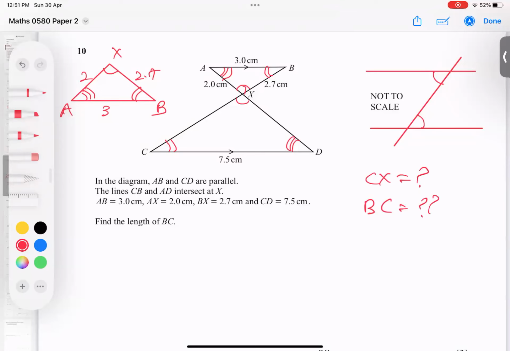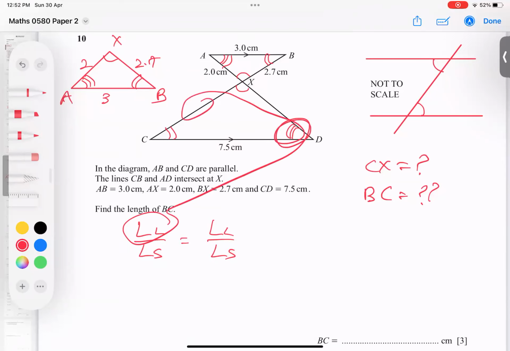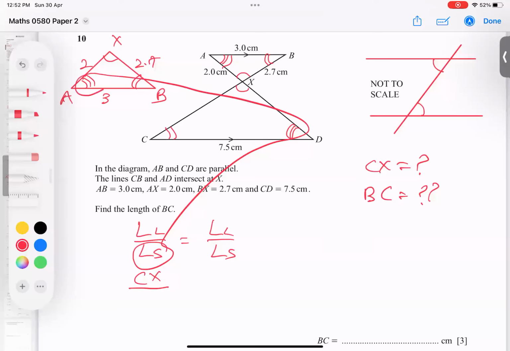So how to get CX? In front of the triple, this is a length. So length of large by length of small, because lengths are concerned, no squaring, no cubing. Length of large in front of triple is unknown, so write CX. Length of small in front of triple is 2.7.